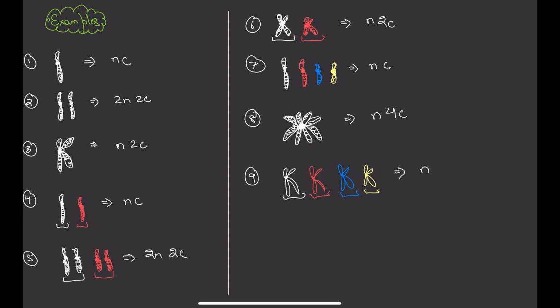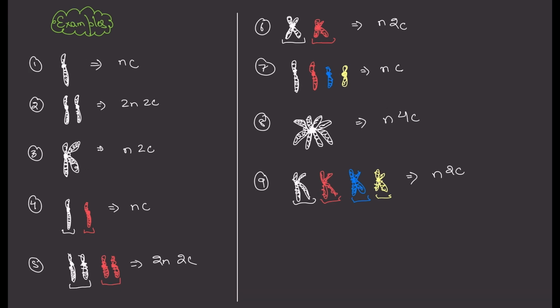But how many chromatids is every chromosome carrying? White is carrying one chromatid, two chromatid. Red is carrying one chromatid, two chromatid. Blue is carrying one chromatid and two chromatid. And again yellow is carrying one chromatid, two chromatid. So every chromosome is carrying two chromatids. So the content is 2C. Okay.